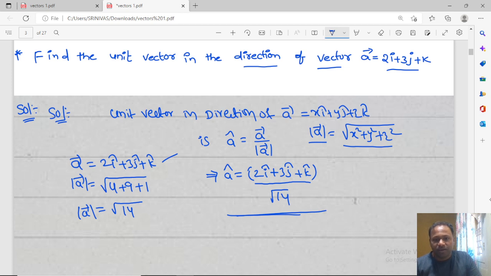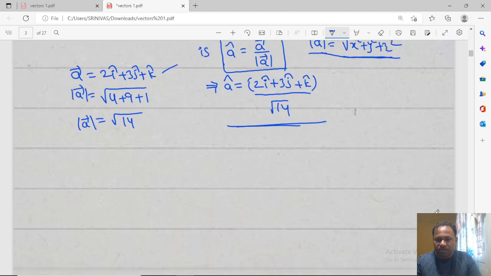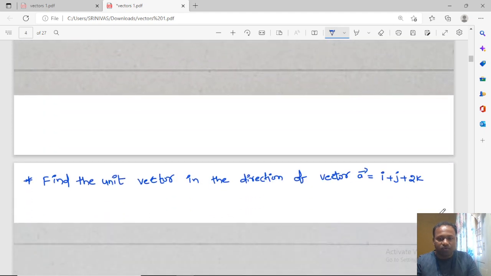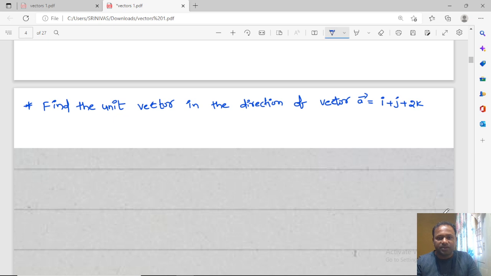Simple, no? I just used the formula A cap is equal to A bar by mod A bar, and mod A bar is equal to this one. You got the point? After that we will move on to one more problem. You can find this: find the unit vector in the direction of the vector, very simple. Same, you can do the problem.